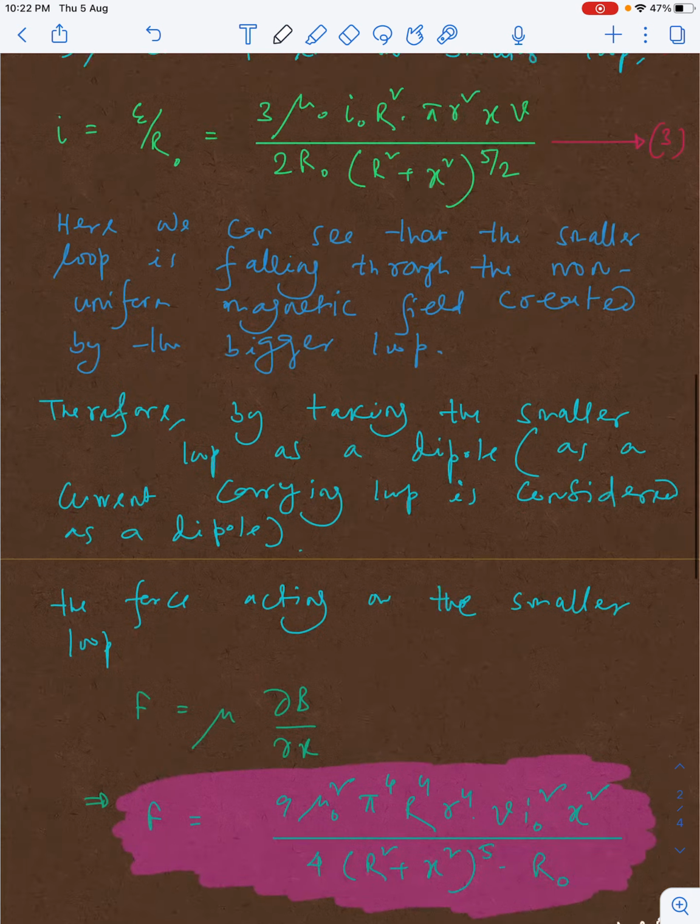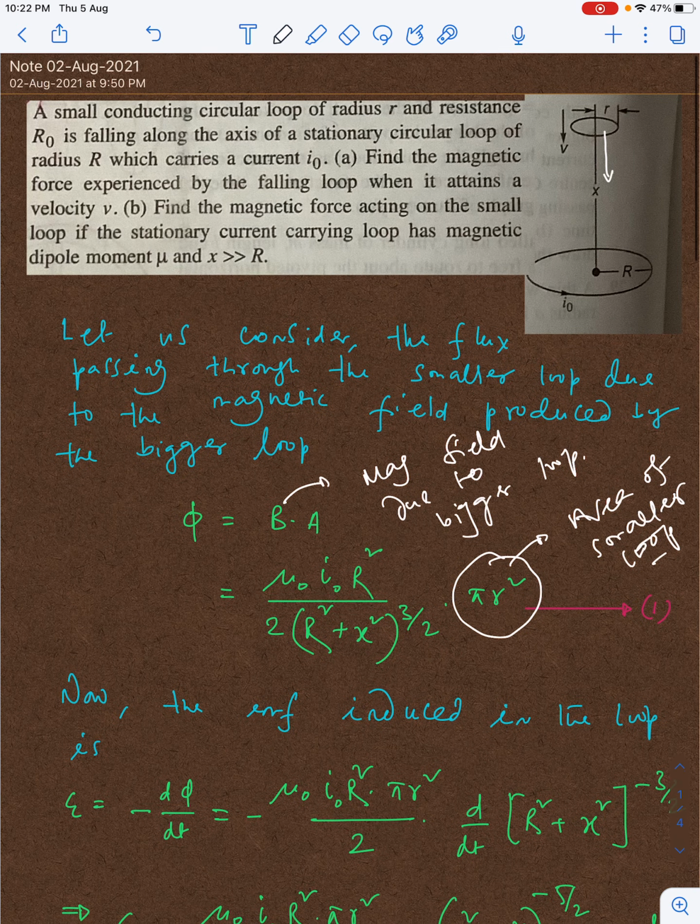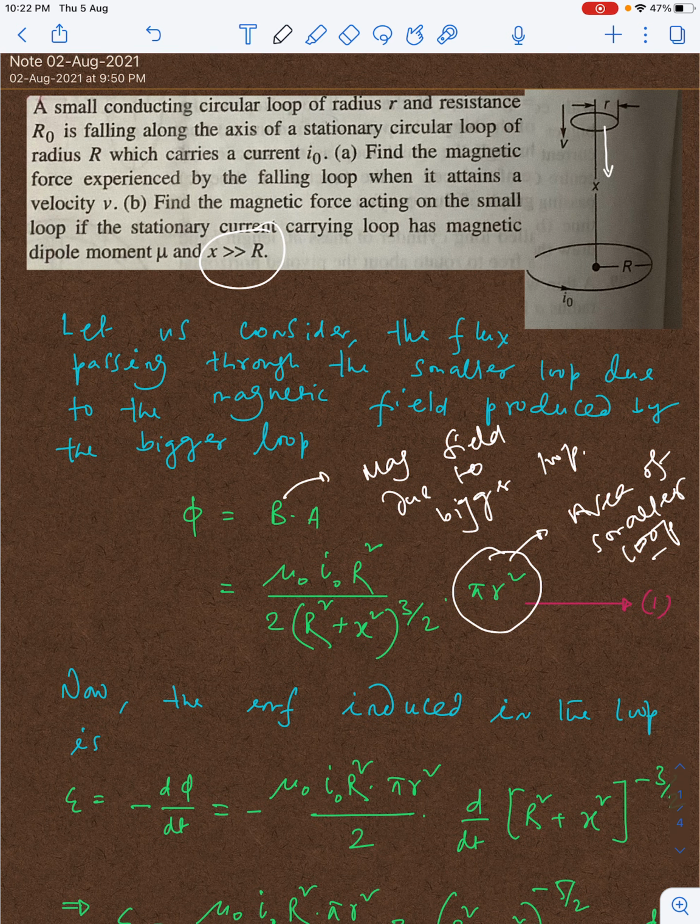Now part B I am leaving to you. If you do this approximation, you can check on your own how much answer you are getting.